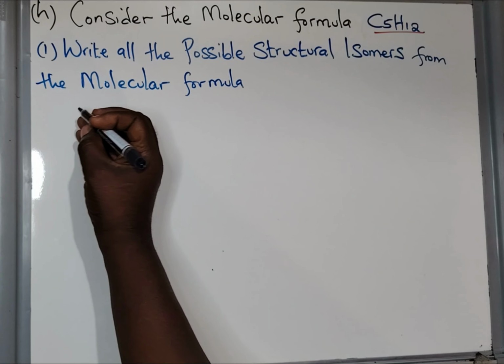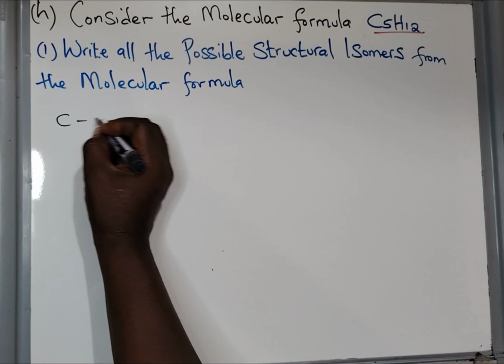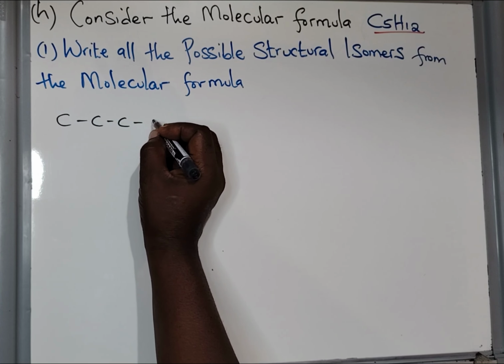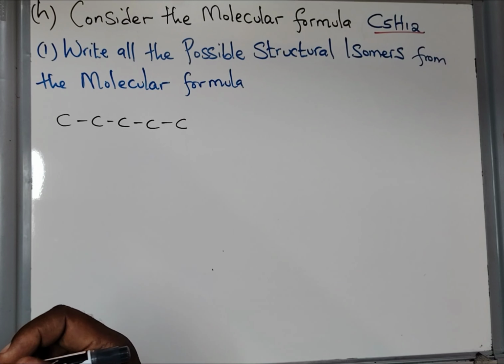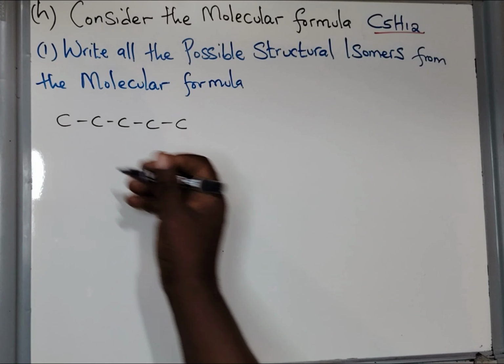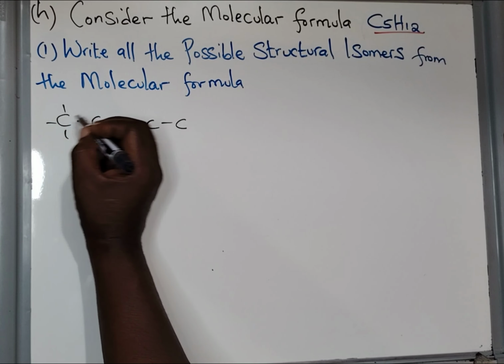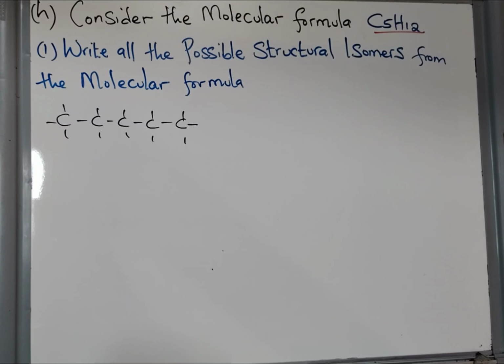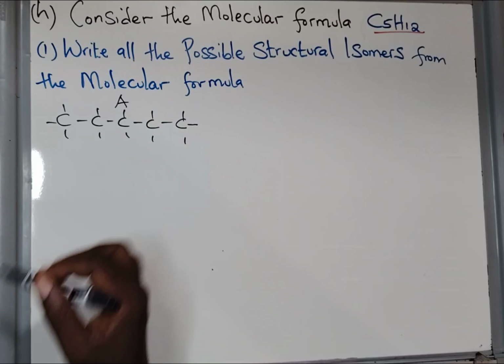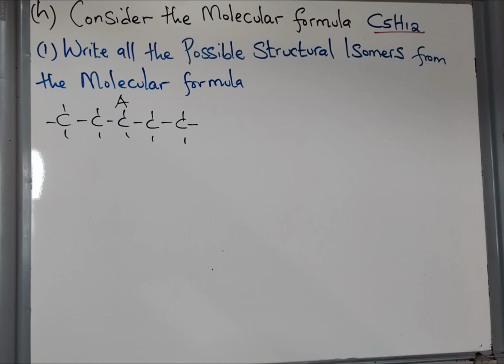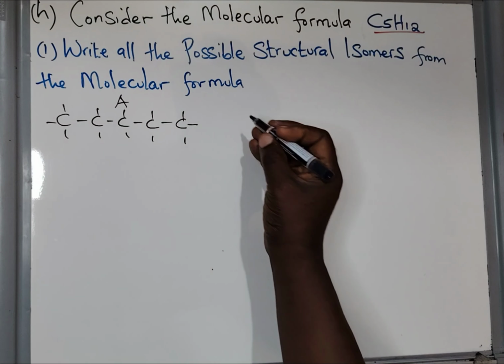Okay, let us see. The first one is the straight chain. There are 5. If you happen to display all the bonds, making sure that every carbon atom exercises a covalence of 4, this is what we get. Suppose we call this one A. Okay, then what is the next alternative?